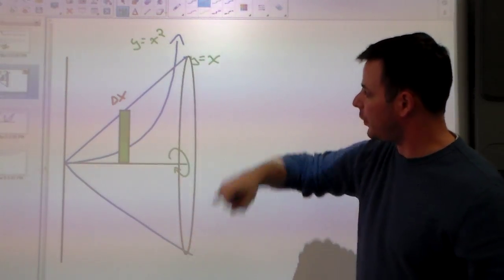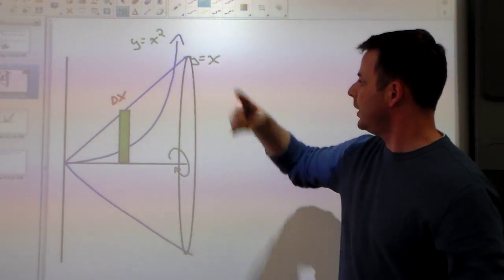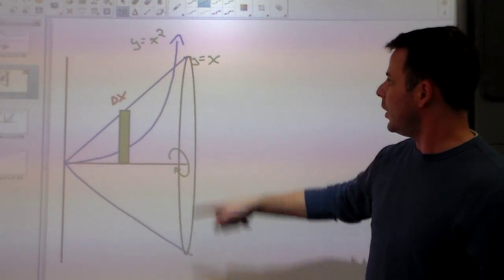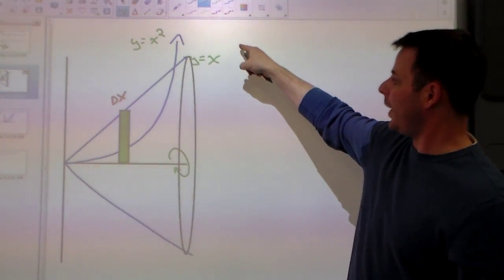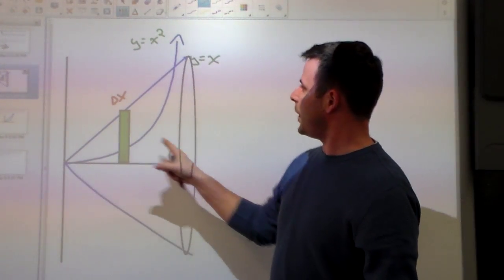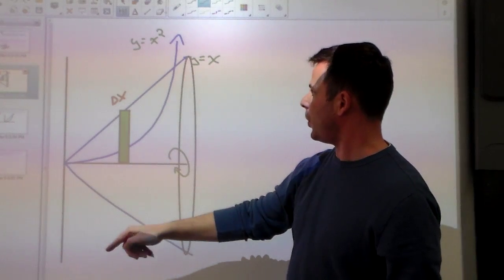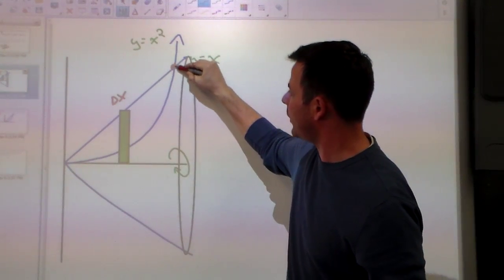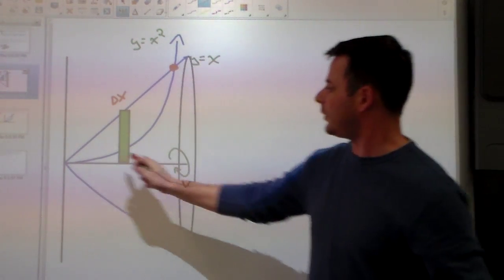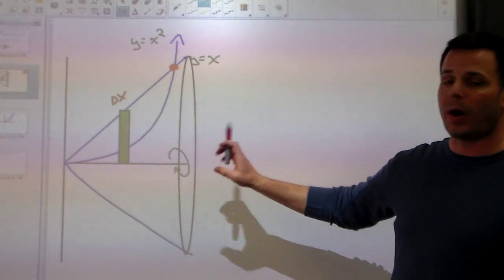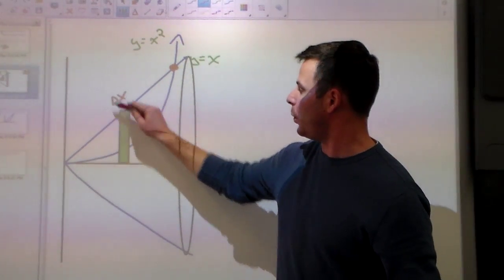Now, if we were simply to create the volume of this solid, well, that would be pretty straightforward. It would be y equals x squared. The one thing we haven't done yet is calculate the intersection points. The intersection points for these two graphs are x equals 0 and x equals 1. Now, I'm saying x because of the width of this subinterval.